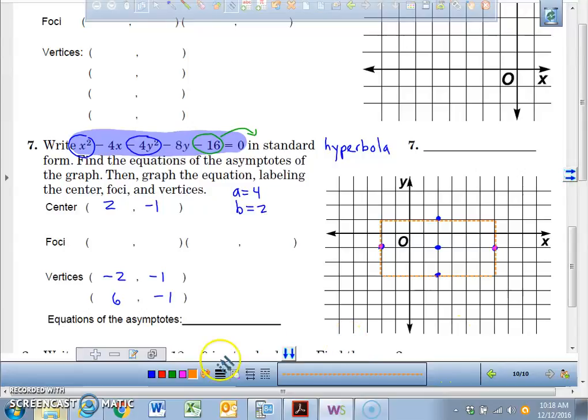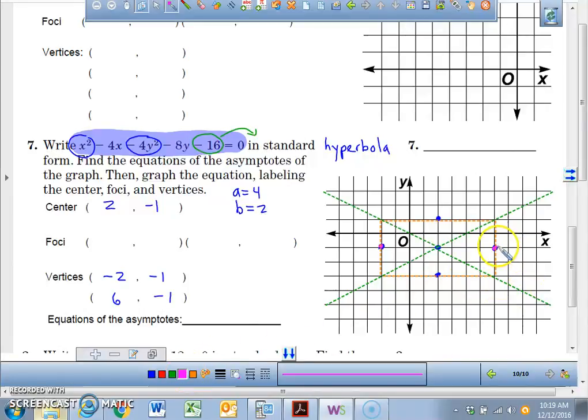Okay? Here's one of your asymptotes. It goes through the center of your rectangle. The asymptotes go directly through the center, going down 2 and over 4 units and up 2 and over 4 units. The slope of my asymptotes is either going to be a positive half, up 1 over 2, or it's going to be a negative half, down 1 over 2. So those are your asymptotes.